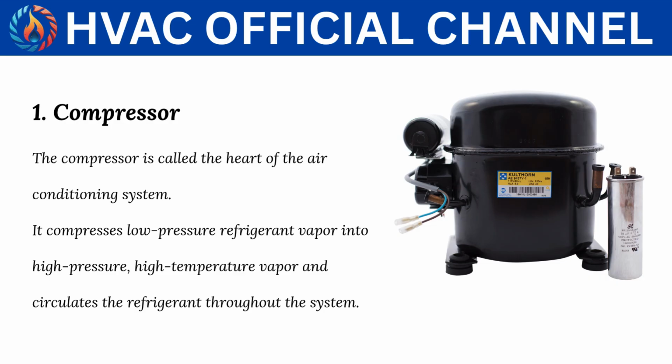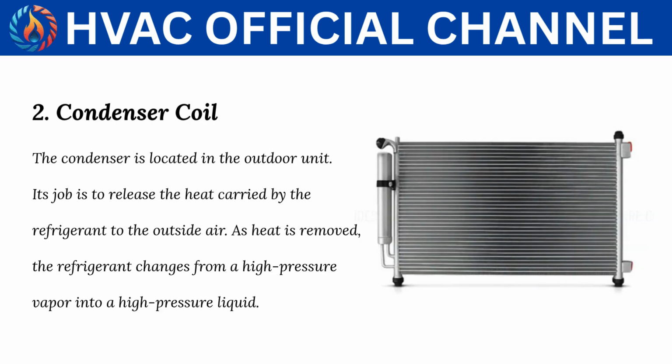1. Compressor. The compressor is called the heart of the air conditioning system. It compresses low-pressure refrigerant vapor into high-pressure, high-temperature vapor and circulates the refrigerant throughout the system. 2. Condenser coil. The condenser is located in the outdoor unit. Its job is to release the heat carried by the refrigerant to the outside air. As heat is removed, the refrigerant changes from a high-pressure vapor into a high-pressure liquid.